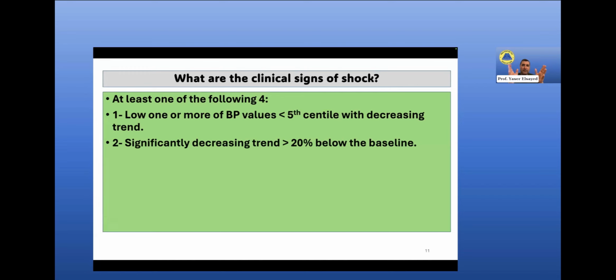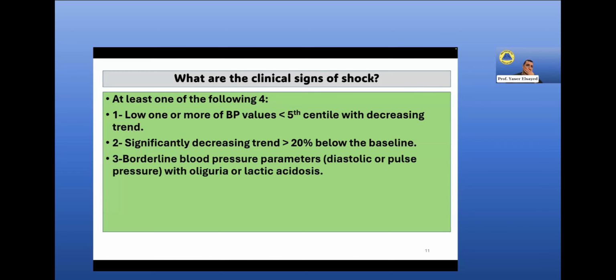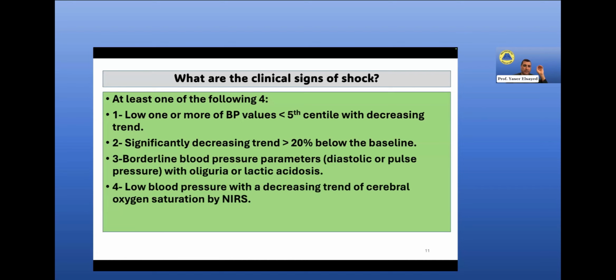If you have it within 3 days, subacute, but if you have it beyond that, it is more chronic. So you may have it crashing, acute, subacute, or chronic. And borderline blood pressure parameters, look at the diastolic and pulse pressure. These are the 2 main independent blood pressure variables. Mean blood pressure is a calculated value, and also systolic blood pressure is a calculated value. This is diastolic plus pulse pressure. And then you have to assess if there is any oliguria or lactic acidosis.